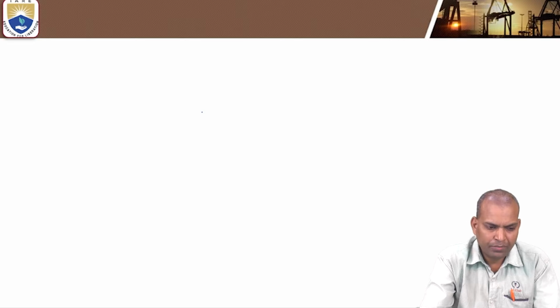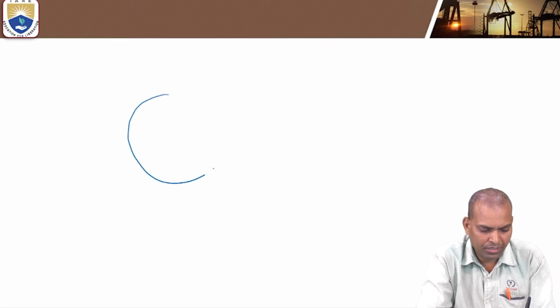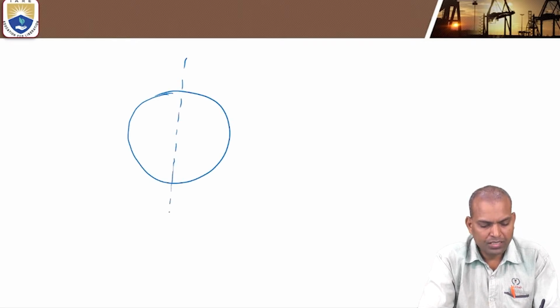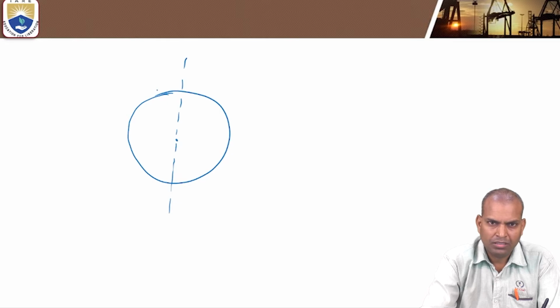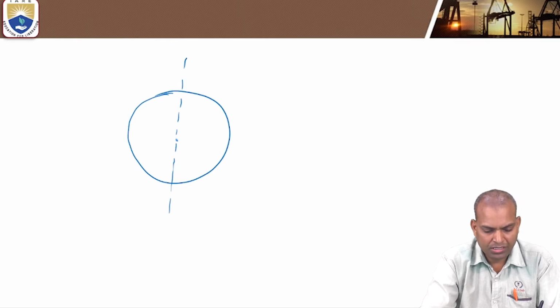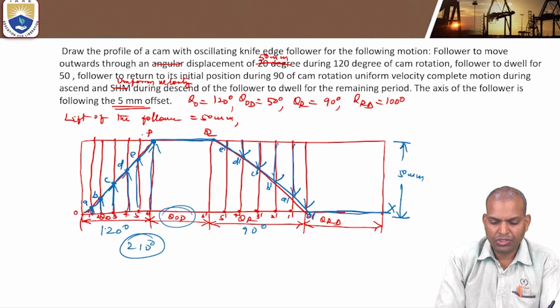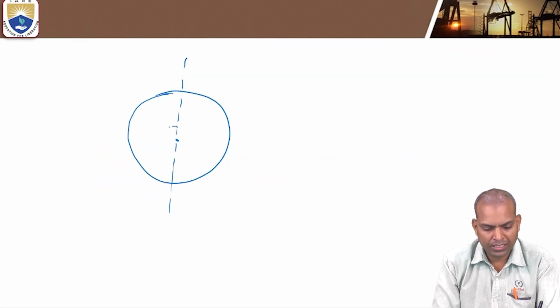Now let us begin with the base circle. First step is the base circle. The radius of the base circle is 30 millimeters. Okay. Now this is the axis of the follower. Here it is not passing through the axis of the camshaft. How much is it? Next, draw the offset circle. Offset by how much? Offset by 5 millimeters. So draw a 5 millimeters radius circle.